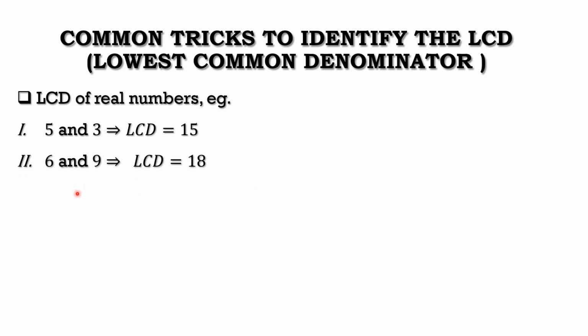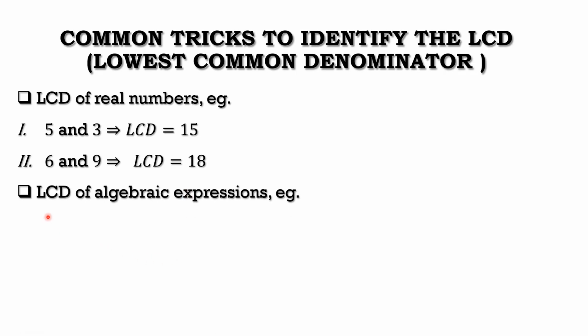Now let's look at 6 and 9. The common denominator for 6 and 9 is 18. So it means that when it comes to the multiples of 6, 18 is part of its elements. When it comes to the set of multiples of 9, 18 is also part of the set. So 18 becomes the lowest common denominator. Now let's go to the LCD of algebraic expressions.